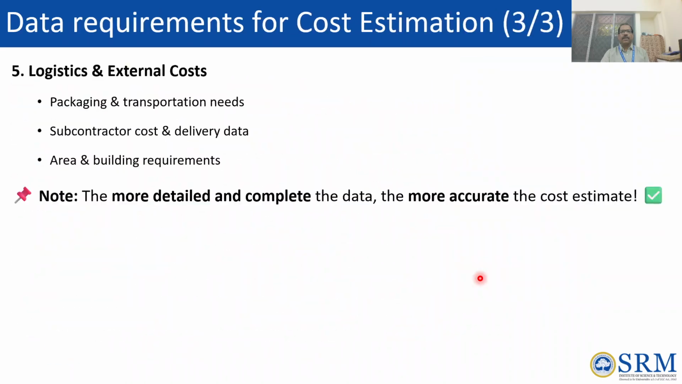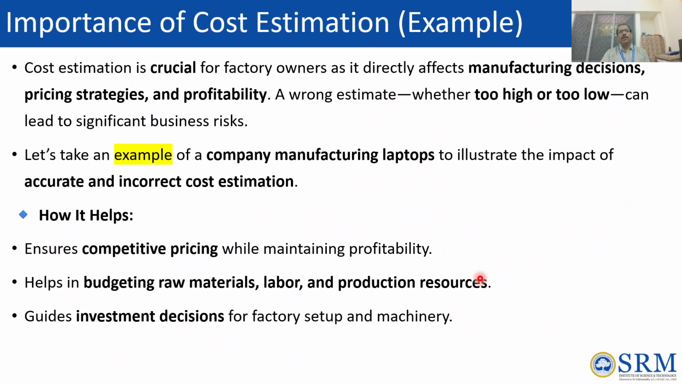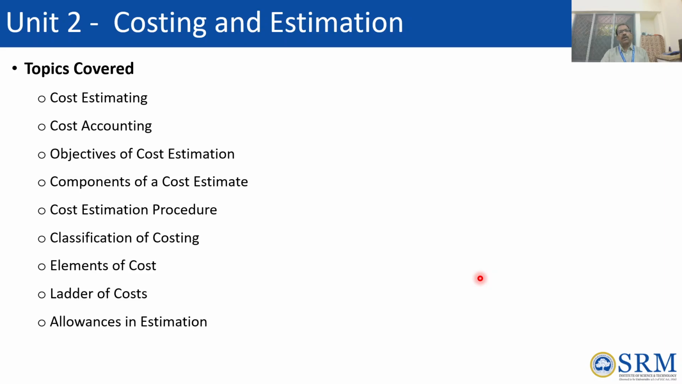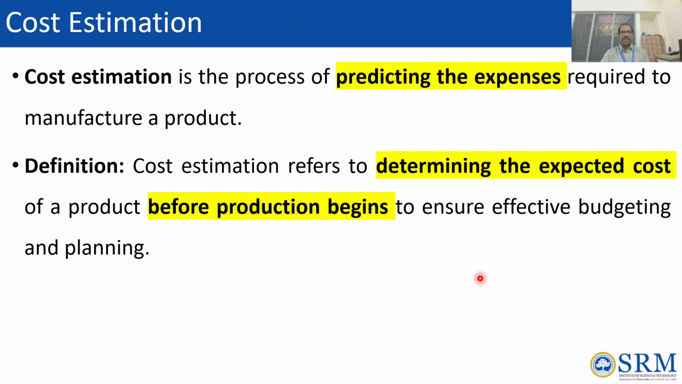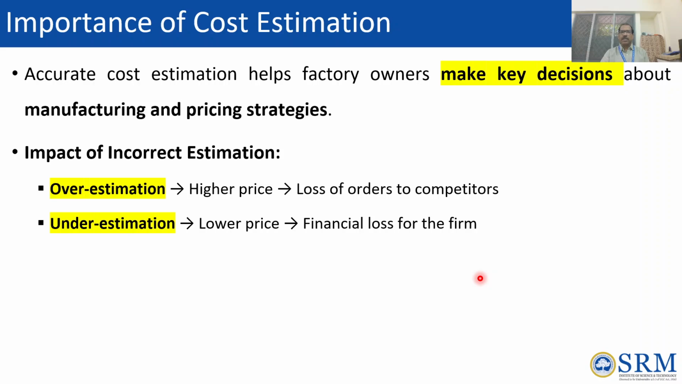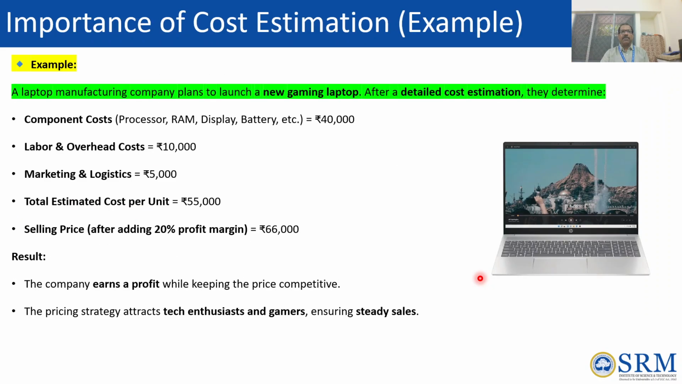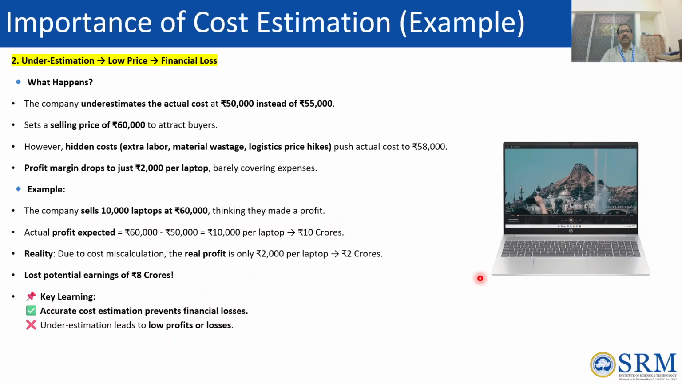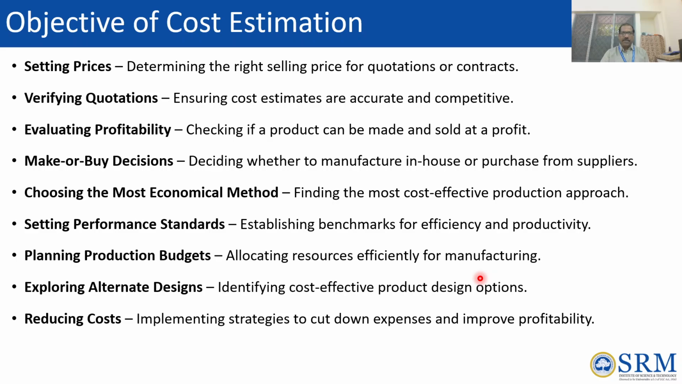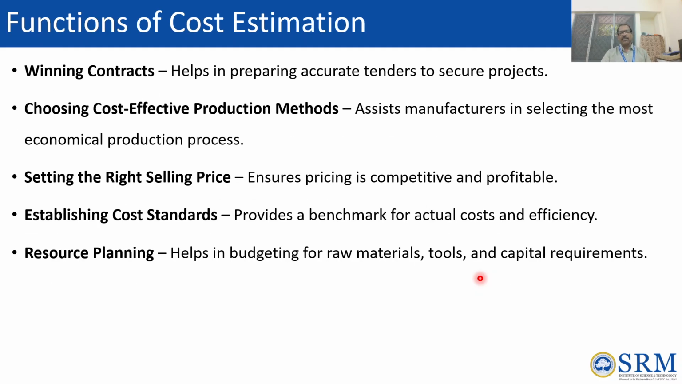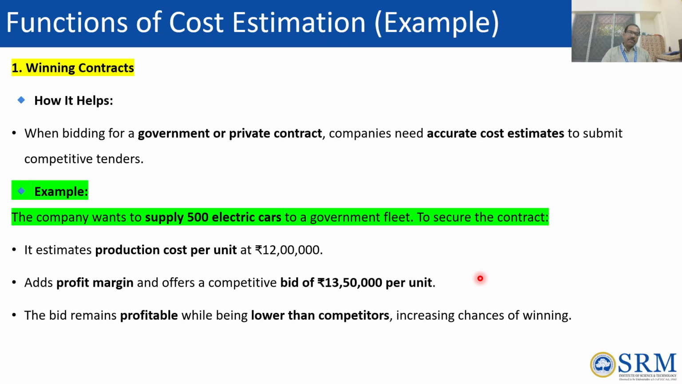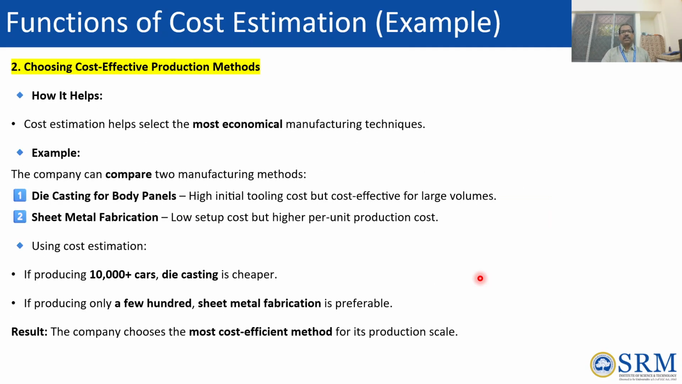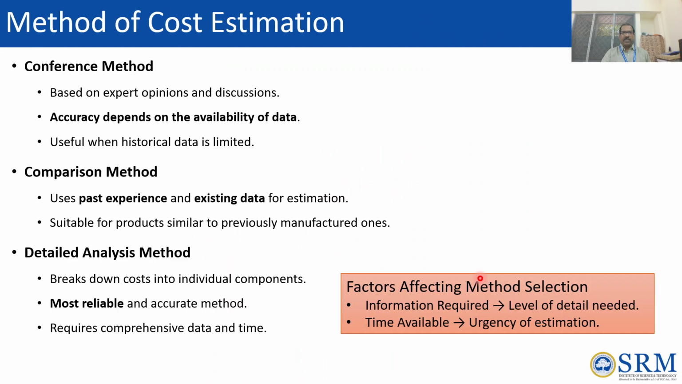To give just an overall view of what we have discussed so far from unit number 2, costing and cost estimation: we discussed what is meant by cost estimation and the importance of cost estimation. With some examples, we have discussed cost estimation in detail. Then the objectives of cost estimation, then the functions of cost estimation. Along with an example, we also discussed the functions of cost estimation, then types of cost estimation and methods of cost estimation. Under the methods, three methods are there.